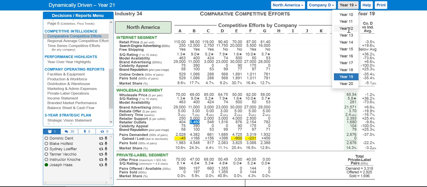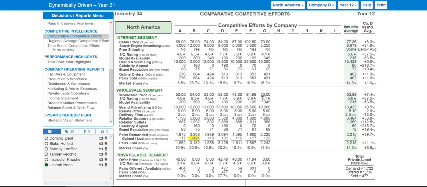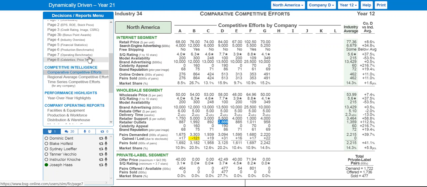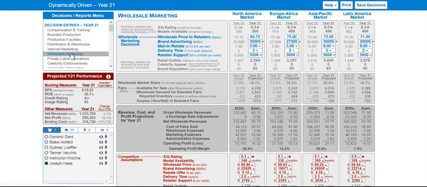If you look at one of our early years, we invested 5,500, but we had 28, which actually was more than anyone else. So you want to have a good amount of retailer outlets, because those are all the stores that are selling your shoes. Let's see if there's anything else on the screen.